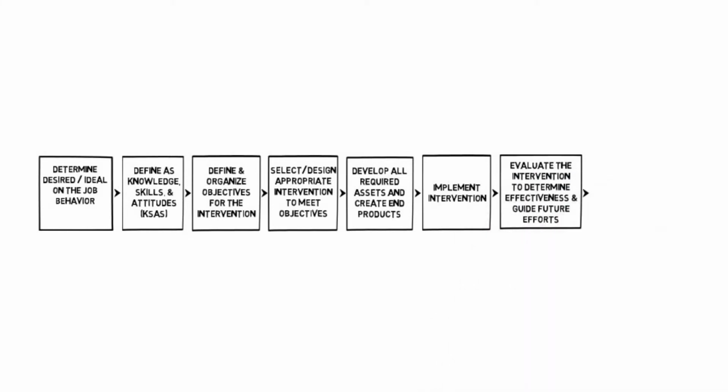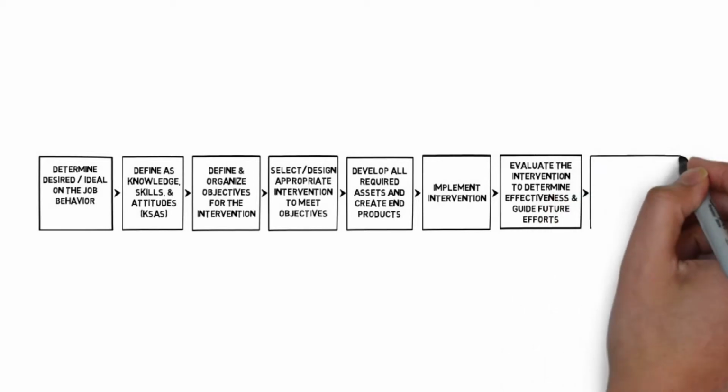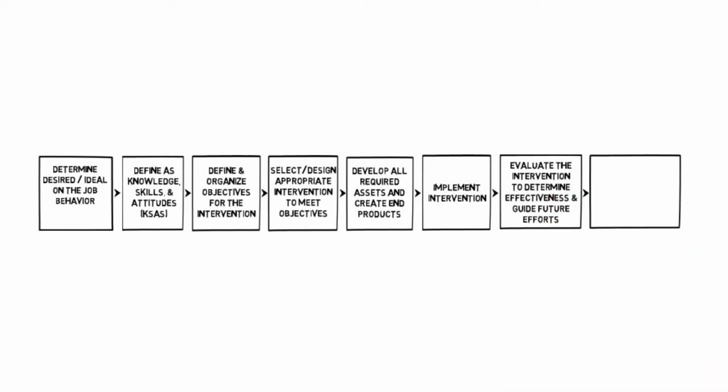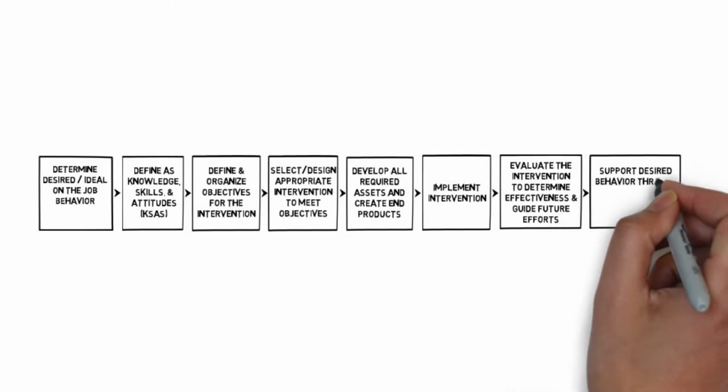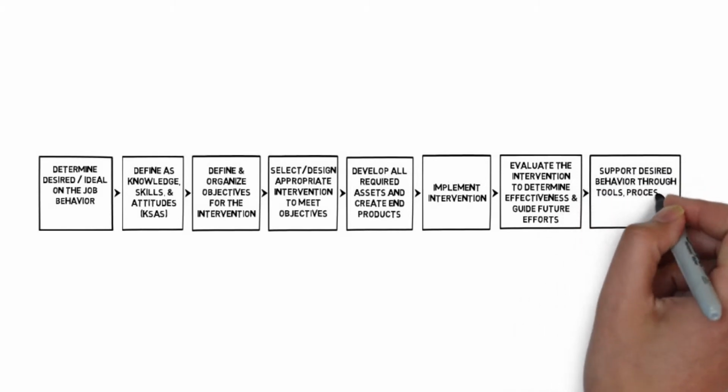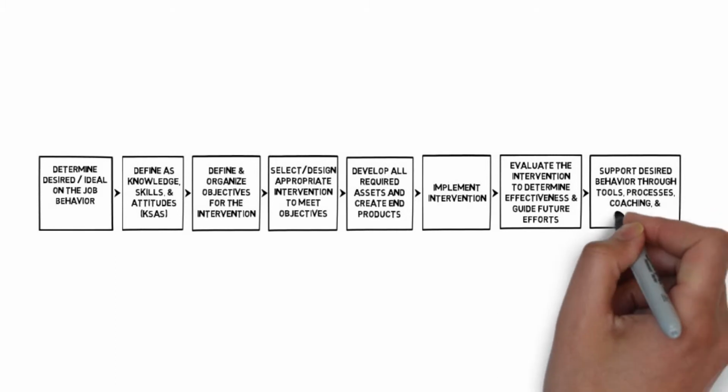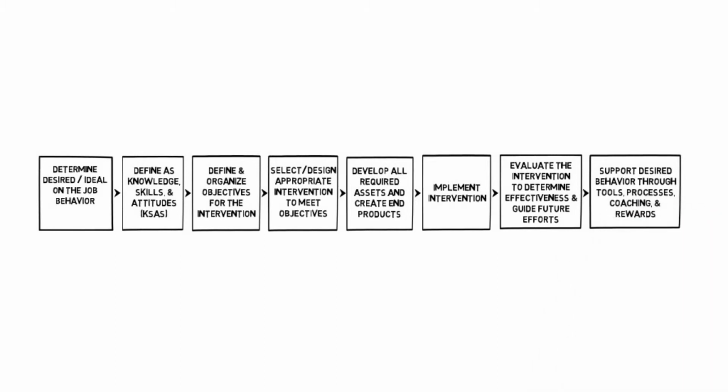It is critical for success that the desired and ideal behaviors that have been defined at the beginning are supported when the learner leaves and returns to the job. Support must be provided through the tools, the processes, coaching, and rewards on the job. Notice how each step along this process leads into the next one. This lockstep alignment is crucial to your success. A failure to align any step within this process will doom your intervention to failure.